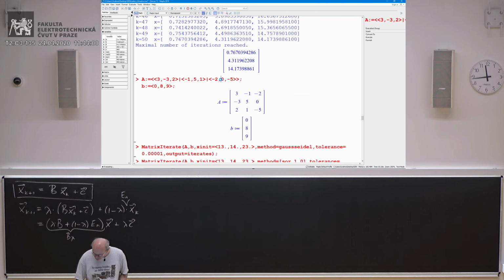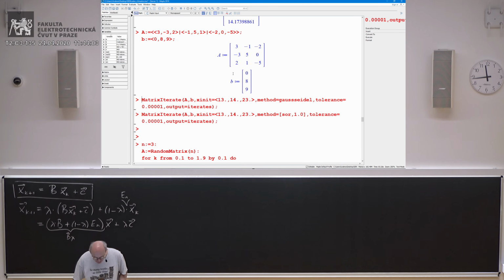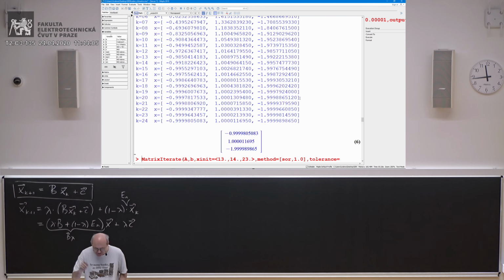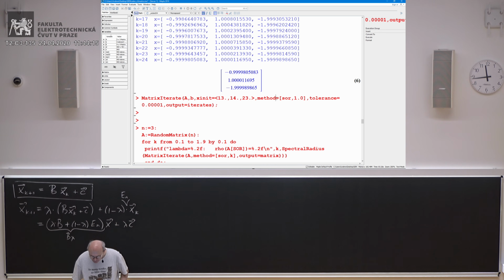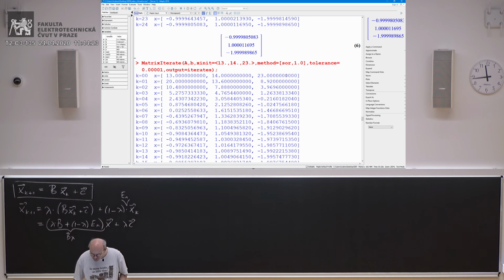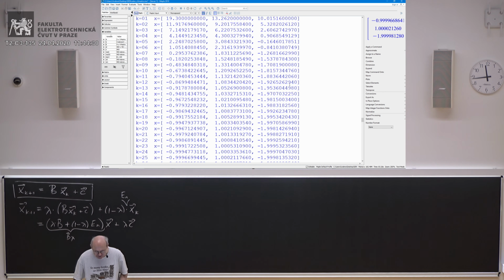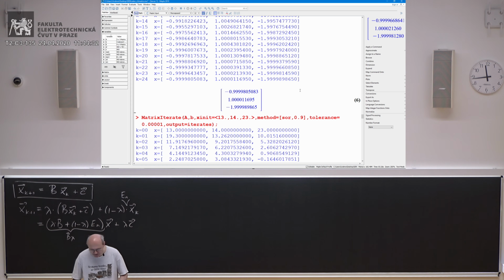Okay, let's move to the second example. Again, a 3 by 3 matrix, so that it's fast and we don't have to wait for the result. We use the Gauss-Seidel iteration, and after 24 iterations we get the answer, which by the way is something like -1, 1, -2. That would be the correct solution. Now let's try the relaxed procedure. So 24 is the benchmark. Yes, it works. Let's move to smaller lambdas, let's say 0.9. We got 30, which is worse, so we are actually moving in the wrong direction.